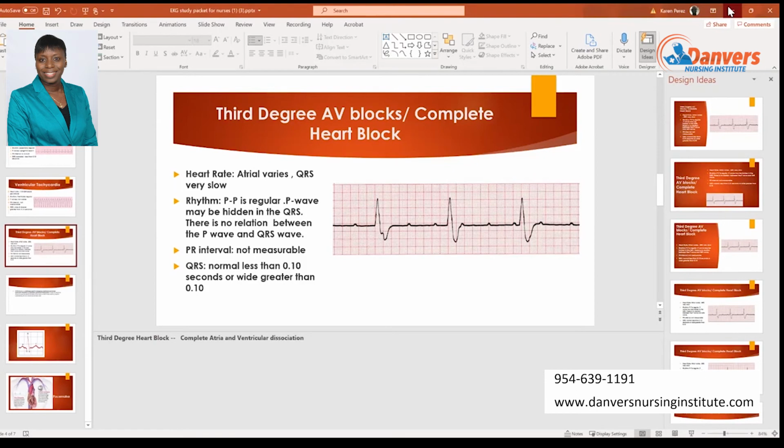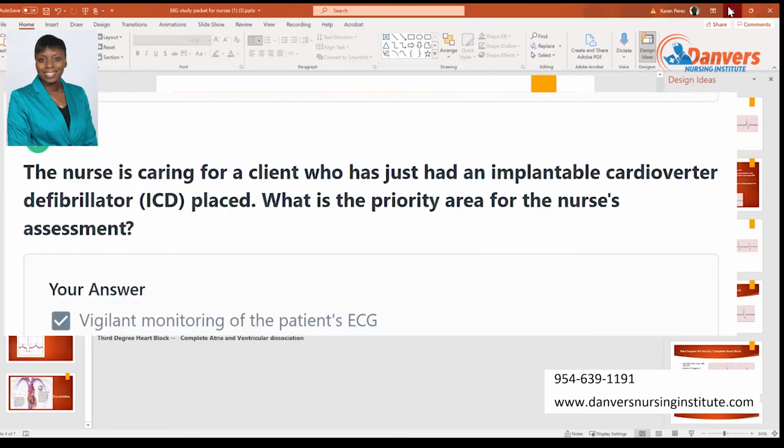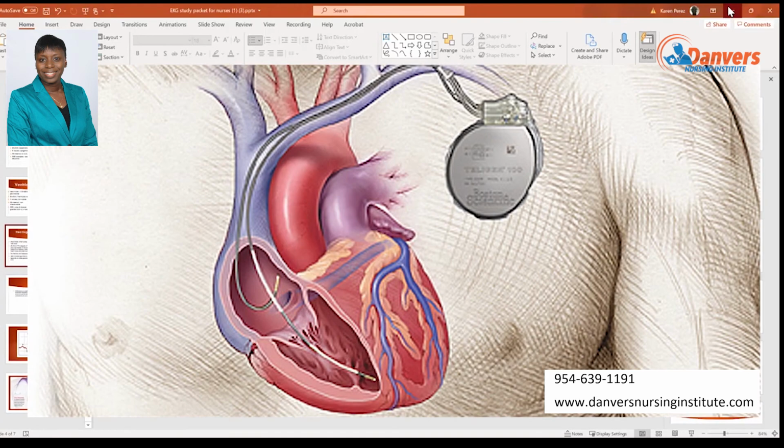Next question. The nurse is caring for a client who has just had an implantable cardioverter defibrillator placed in. What is the priority area for the nurse to assess? And of course, the nurse needs to monitor the EKG, because we need to know what an implanted cardioverter is. Just like how if you have the AED, it will convert the rhythm externally.